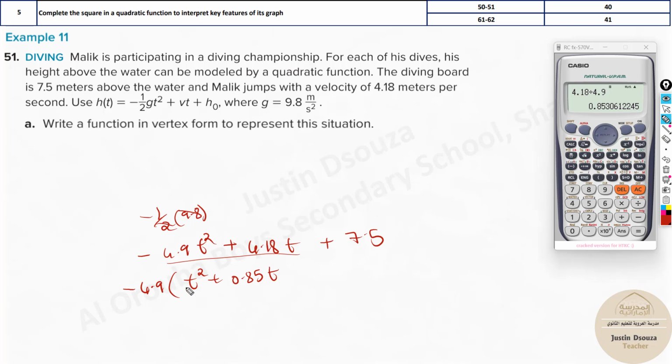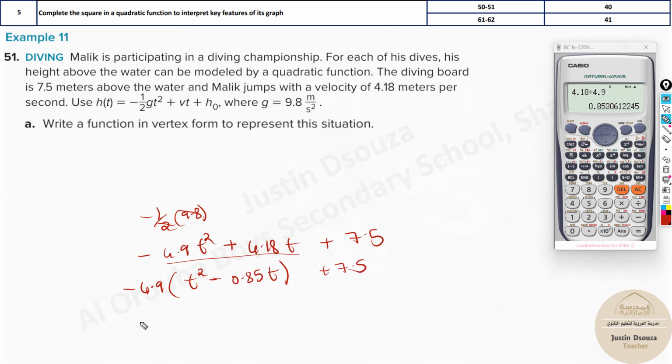So it'll be changed to minus this one. Why? Basically, if you have to take this common out, you have to divide both sides by this term, negative 4.9. So when you divide the first term by negative 4.9, it'll be only t squared. Here, when you divide negative 4.9, you'll get negative 0.85t. And then don't forget this plus 7.5.